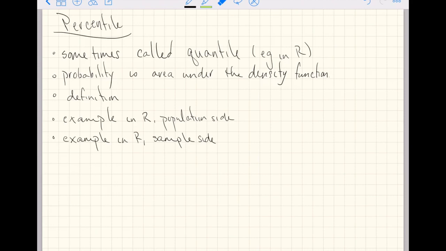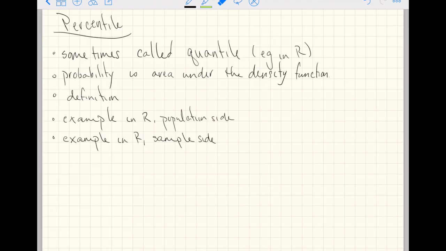Now, there's technically a distinction to be had here, whether or not you're going to write out a percentage, like 50%, or you're going to write it out as 0.5. R uses by default the word quantile, but as long as you remember they're basically just synonyms, everything should be all right.